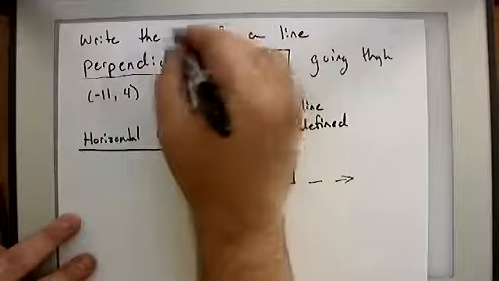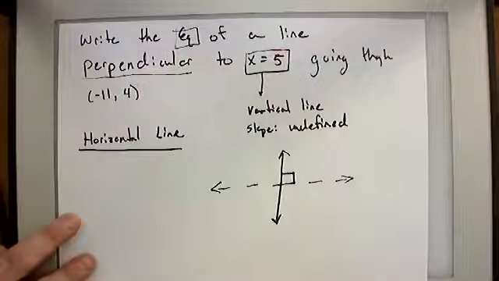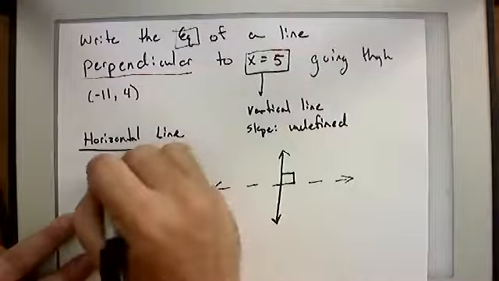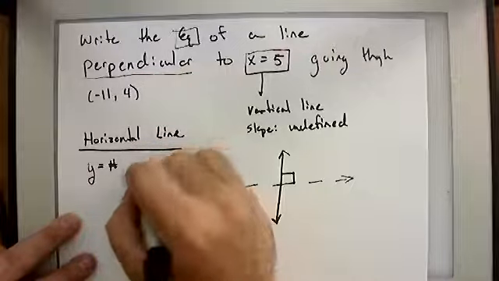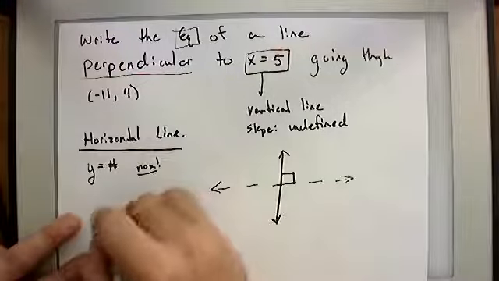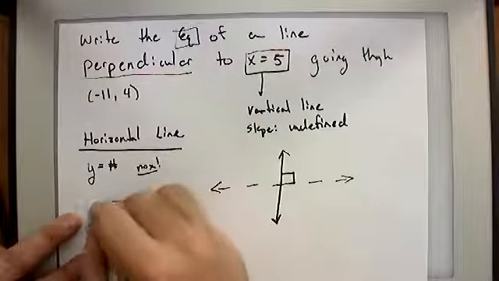Well, we need to come up with an equation of a horizontal line. Well, hopefully you remember the equation of a horizontal line is y equals some number with no x. Well, what's the only y value you were given in the entire problem? 4. So that's the answer, y equals 4.